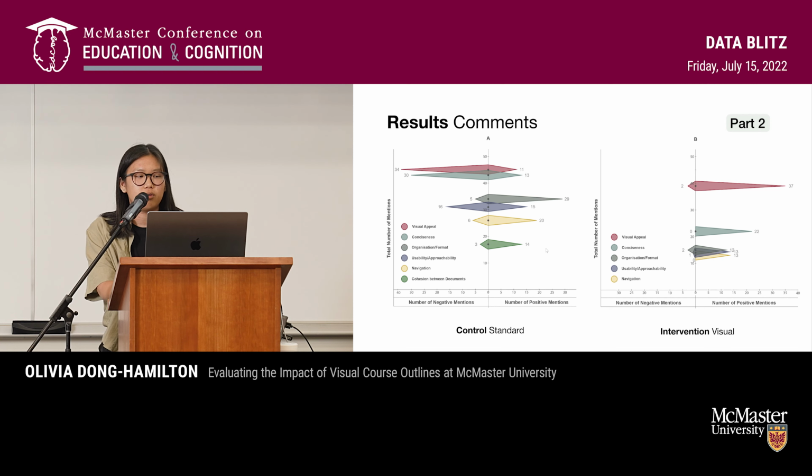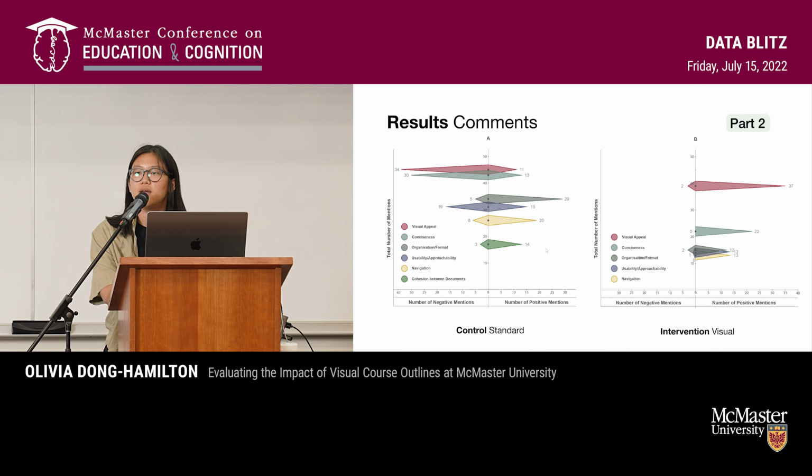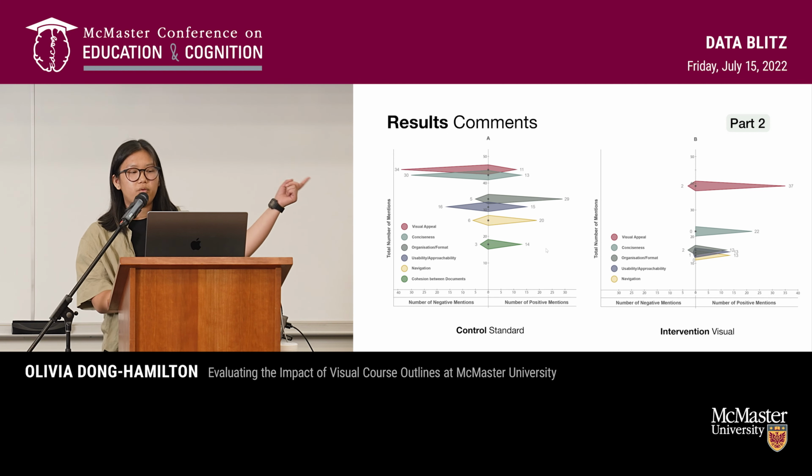So here we see the control group, with the polarity scores and sentiment of how they felt about each component. The people in the control group that received the standard outline were a little bit more split in their sentiment towards each theme or component in the course outline. For example, for the visual appeal, there is more of a skew towards negative sentiment, whereas if you move right over to the intervention group that received the visual outline, there was a shift over to the right, and they had more positive sentiments.